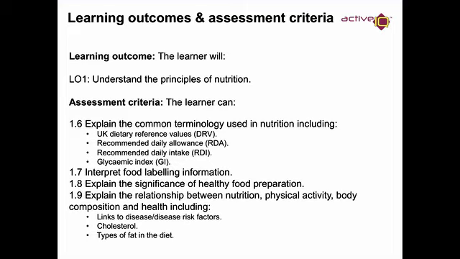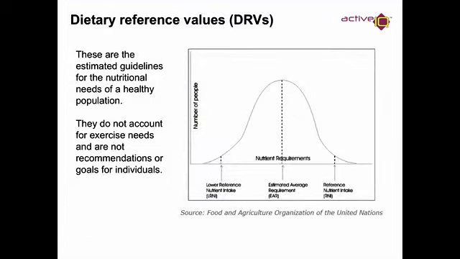We'll have a little bit of a look at food labels and how to read them and how to interpret them in the right way for yourself and for your clients. We'll understand the significance of healthy food preparation, and we'll also look a little bit at a research task where if you want to find out more about the relationship between nutrition, physical activity and body composition, you'll be able to do so. But the first thing I want to look at is this, DRVs, or dietary reference values.